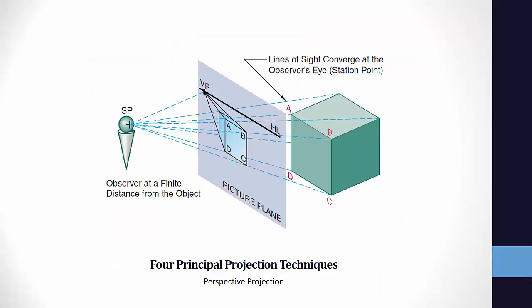Let's begin by recalling the four principal projection techniques. Perspective projection, as stated before, has an observer's eye as a means of convergence for all lines of sight. Everything seen in the picture plane on the object appears realistic. For the most part, this type of visualization method is used in art and advertising. It gives the customer a realistic perspective of the 3D model.